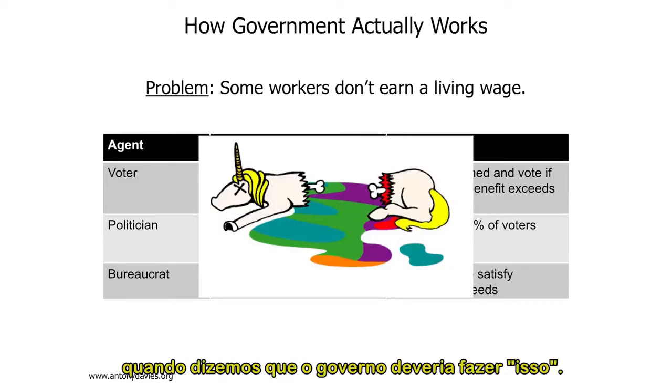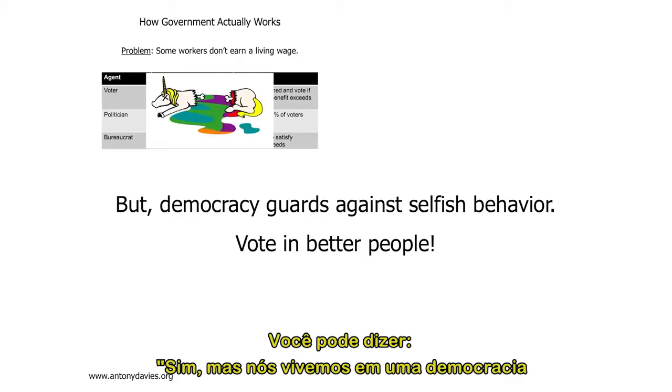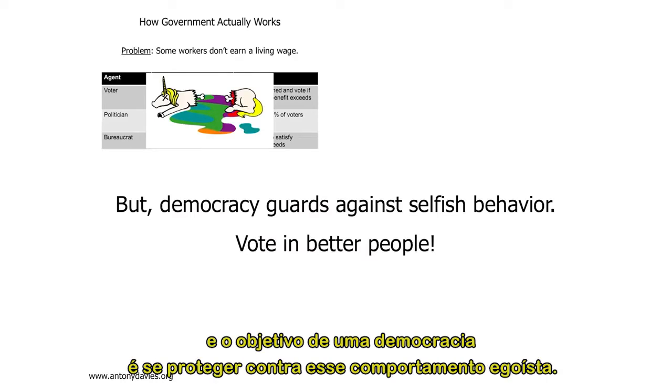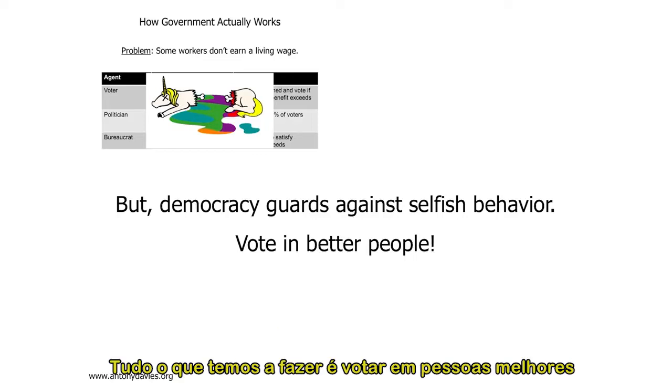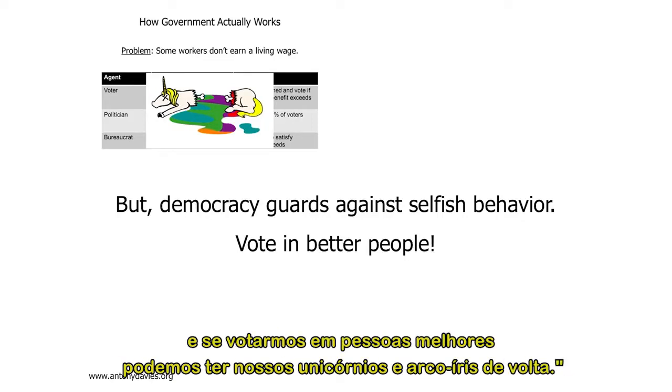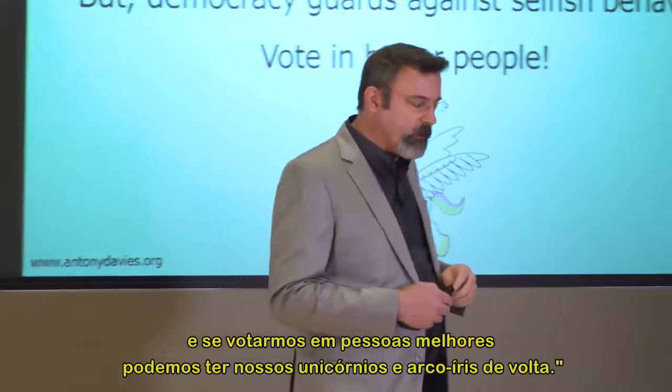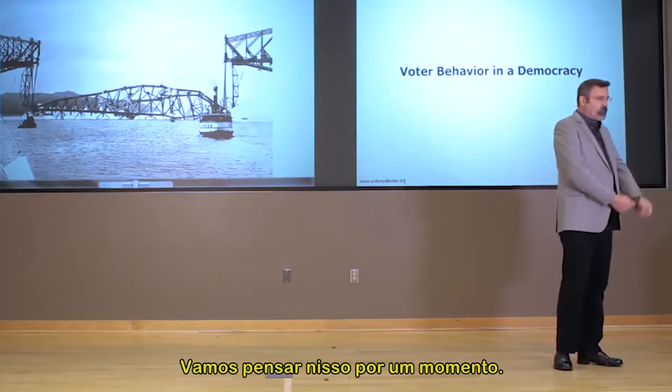Now you might say, yes, but we live in a democracy, and the whole point of a democracy is to guard against this selfish behavior. All we have to do is vote in better people, and if we vote in better people, we can have our unicorns and rainbows back. Well, let's think this through for a moment.